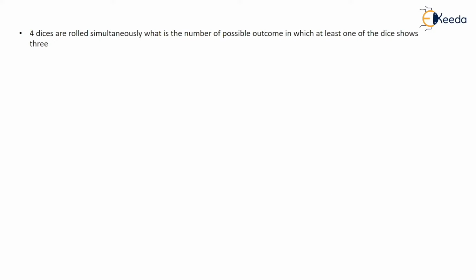So here is a question that is in front of you: four dice are rolled simultaneously. What is the number of possible outcomes in which at least one of the dice shows 3? So there are how many dice? Four dice are rolled out. And what is the number of possible outcomes in which at least one of the dice will show 3?